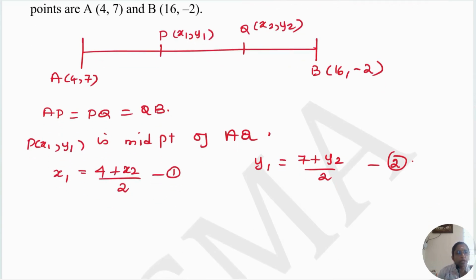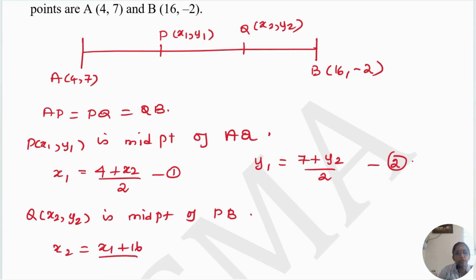Similarly, you can find the point Q. (x2, y2) is the midpoint of P and B. So x2 is equal to x1 plus 16 divided by 2. We mark it as equation number 3. And y2 will be equal to y1 minus 2 divided by 2. This is equation number 4.